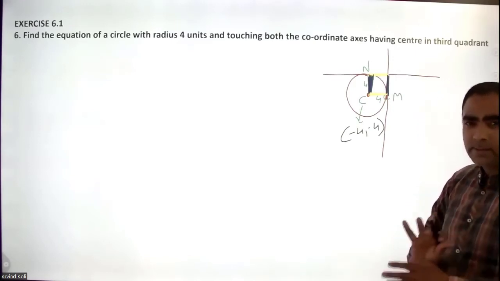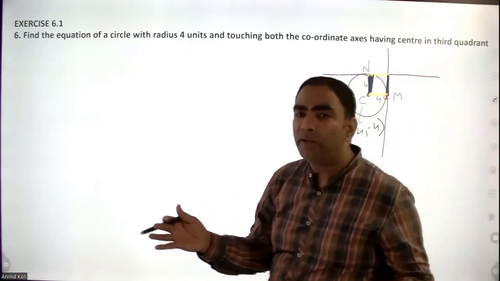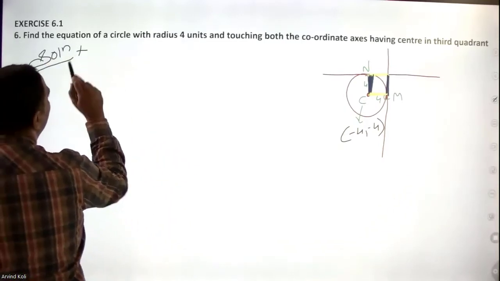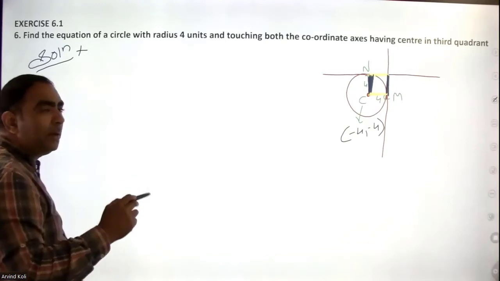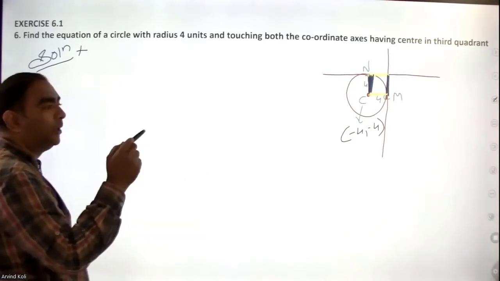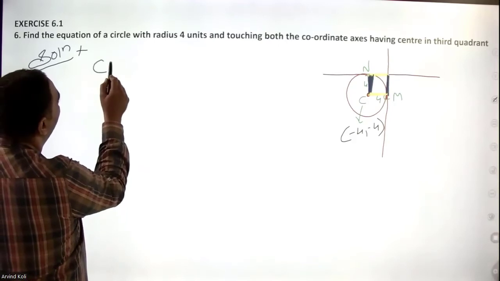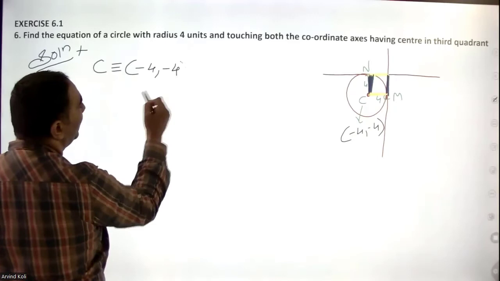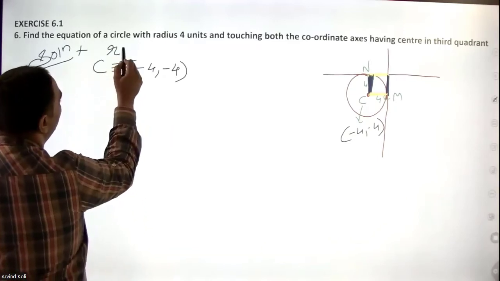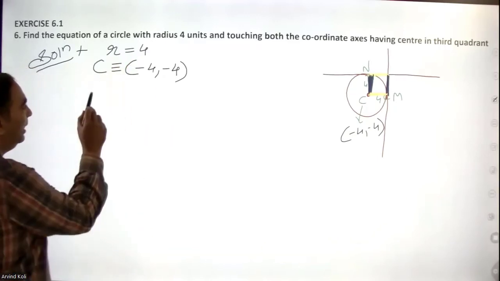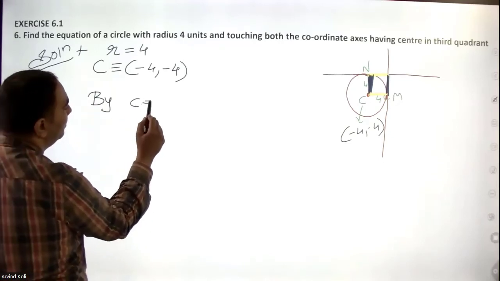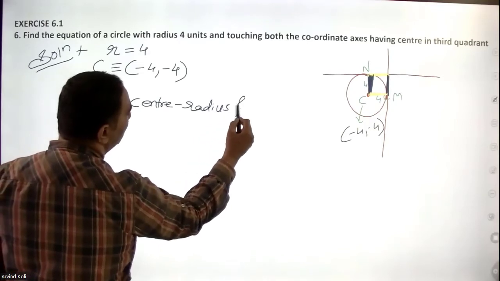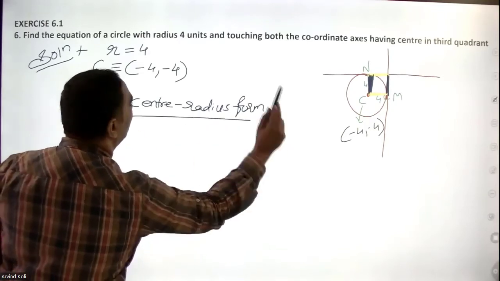Now students, this sum is opened up for us because यहाँ पे हमें सिर्फ इतना ही लिखना है that since the circle is touching both the axes and it is in the third quadrant, with radius 4, C का coordinate is -4 -4 because radius is equals to 4. अब इसके बाद आएगा by center radius form.